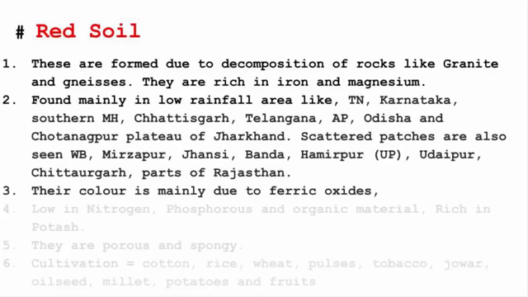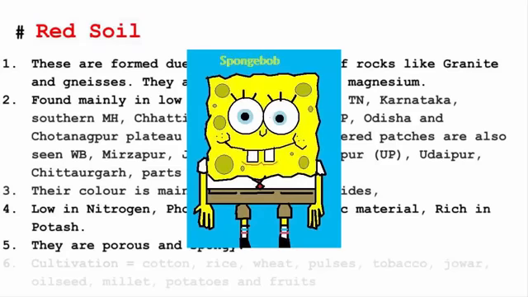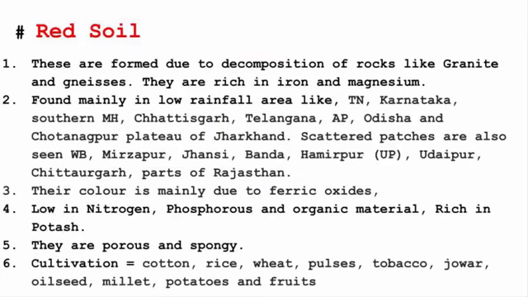The color of red soil is red due to the presence of ferric oxide. Ferric oxide is also one of the main oxides of iron. The easy way to remember this is that ferric oxide is also available in paint form, which we use for painting tiles. It is low in nitrogen, phosphorus and organic material, but it is rich in potash. This soil is very porous and spongy. That means if you pour water on it, it will just suck it in. The kind of crops that can be grown on red soil are cotton, rice, wheat, pulses, tobacco, jowar, oilseed, millet, potatoes and fruits. With this we have come to an end of red soil. Let's move on to another one.